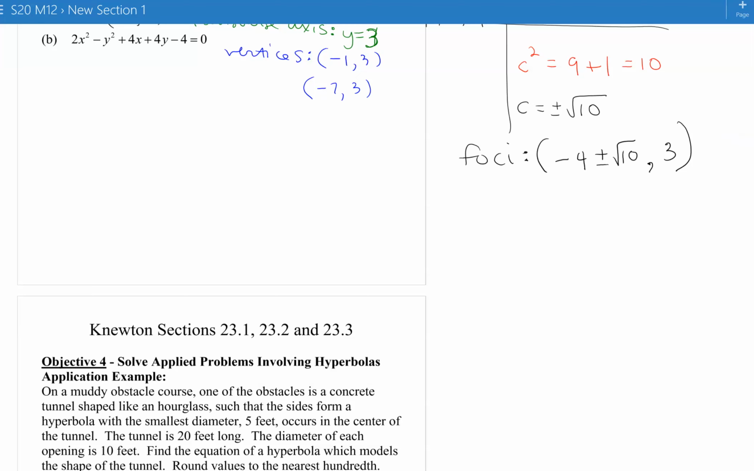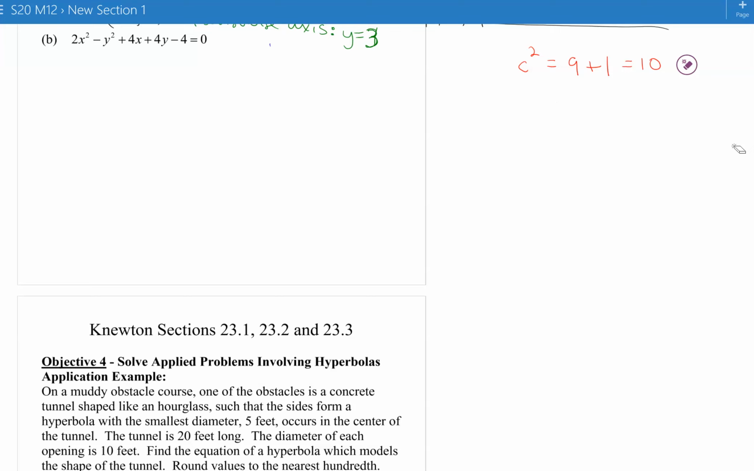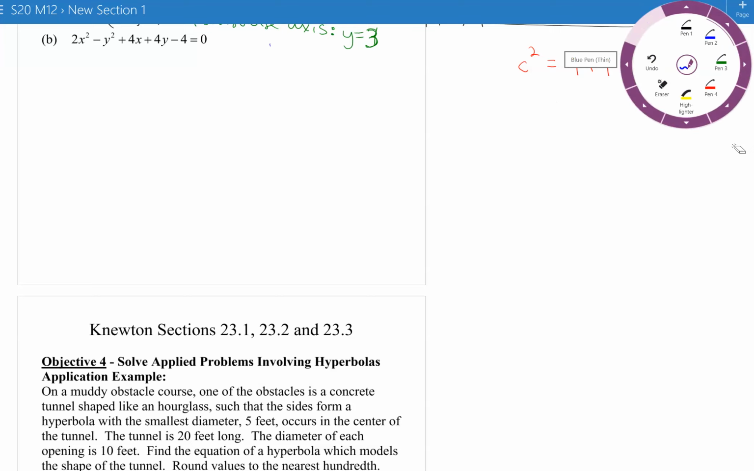Okay, so let's do one more example where I'm starting with the equation not only not in standard form, but I'm going to need to complete the square twice here. So I'm going to rearrange and put the x things together and the y things together and the constant on the other side of the equals. And you need to be really careful when you're factoring out with minuses.